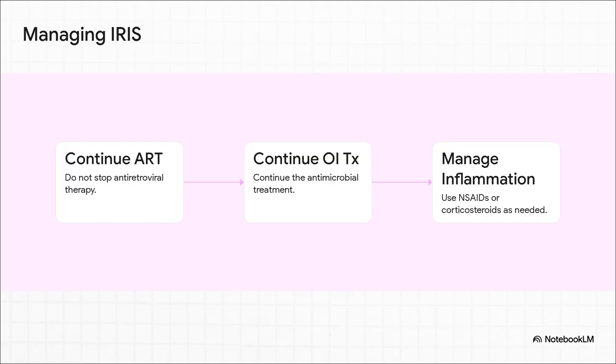So what do you do when IRIS happens? There is one absolute golden rule. Do not stop the life-saving therapies. You have to keep the ART going and you have to keep the OI treatment going. The goal is to just manage the fire, the inflammatory response, often with something like NSAIDs or corticosteroids, while the other drugs do their job.